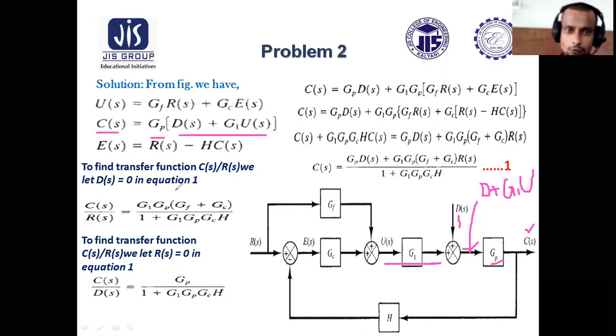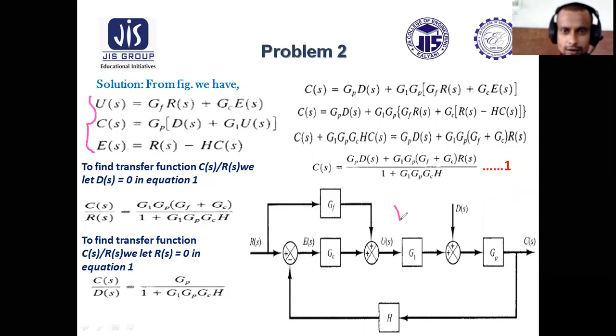Okay. Now what is ES? ES equals to RS minus CSHS. So these are the basic equations. These three are basic equations following this block diagram. Now CS can be written as this. How? CS equals to what?